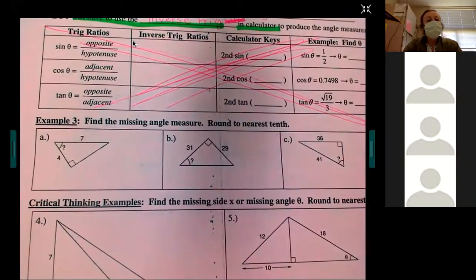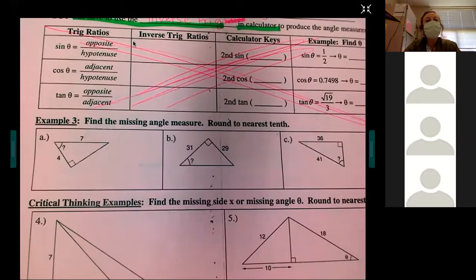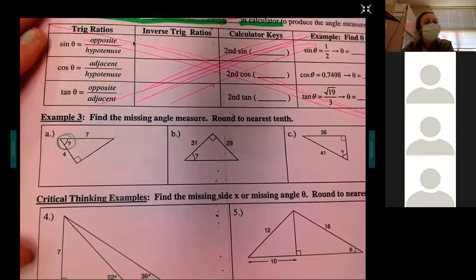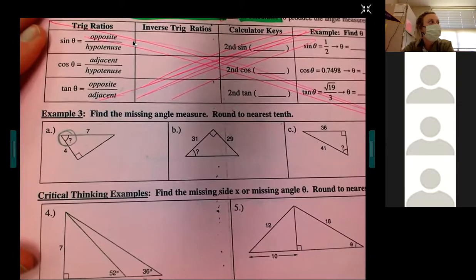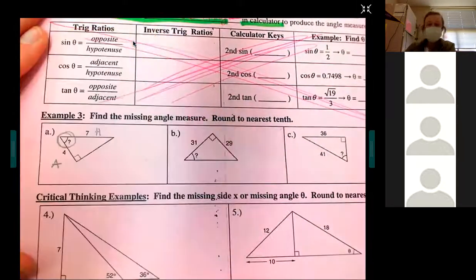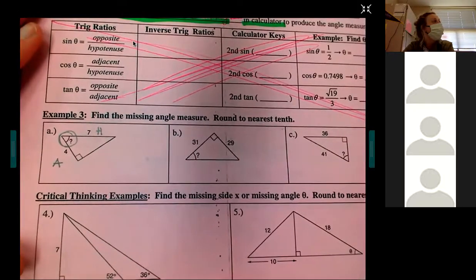All right, so let's go ahead and do some examples. It says, find the missing angle measure, round to the nearest tenth. What is step 1? Circle the angle. Don't go night-night. I see you trying to stay awake. Circle the angle. What two sides do we have? Good. H and A. The adjacent is 4, and that longest side, the hypotenuse, is 7.